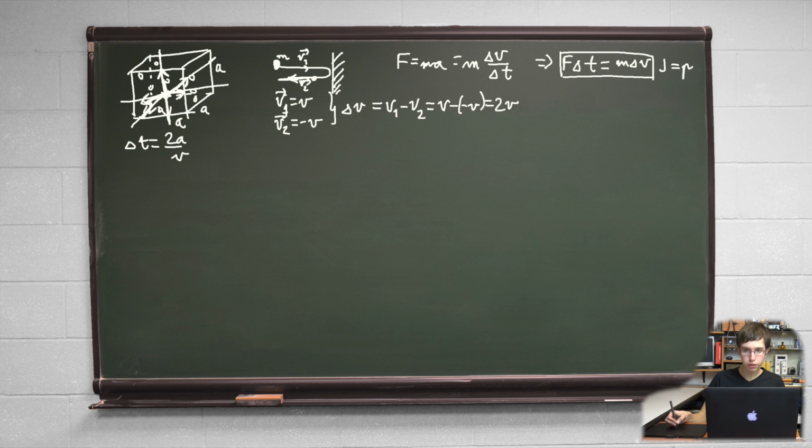Now take the impulse-momentum formula, the one in the upper right corner, and put the matching delta t and delta v into it, and then express the force F from it to get F of a particle. So first let's do this. F times delta t, which is 2a over v, is equal to m times delta v, which is 2v, and from this we get that F of a particle is mv squared over a.